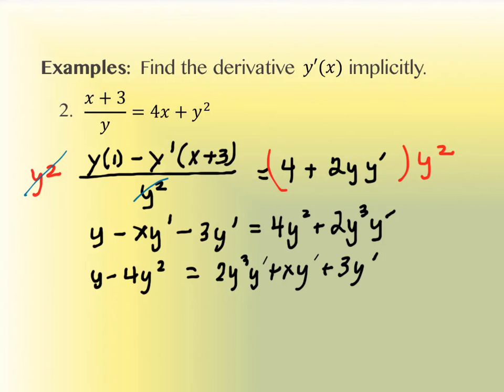Okay, is it all showing up there? Does it look okay? All right, so if you notice, what's in common to everything on the right-hand side of that equation? Yep, the y prime, so what can I do? I factor the y prime out. All right, so I have 2y cubed plus x plus 3.